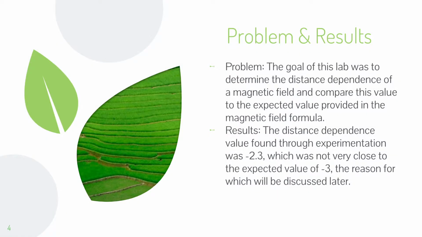Going into the introduction. The goal of our experimentation was to determine the distance dependency of the magnetic field by comparing the value we calculated to the value given in the actual formula. We calculated this value by using a magnetometer app on our cell phone to measure the magnetic field at different distances, and then graphed the natural log of the average of the magnetic fields against the natural log of the distances to find the constant value, which we compared to the value of -3 as given in the original formula. In my findings, I found the value to be -2.3, the possible reasons for which I will describe at the end of this video.